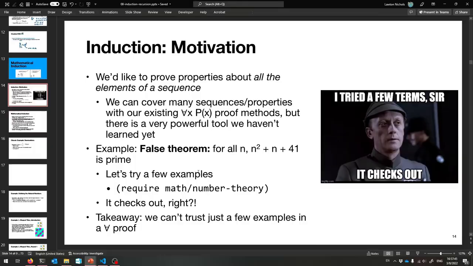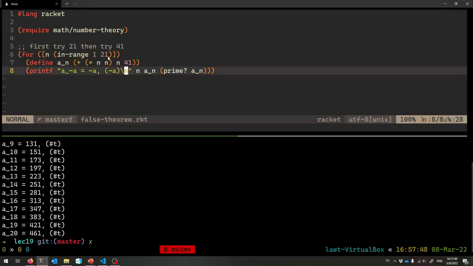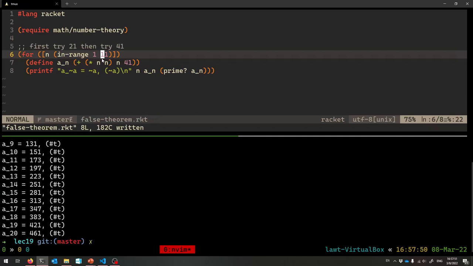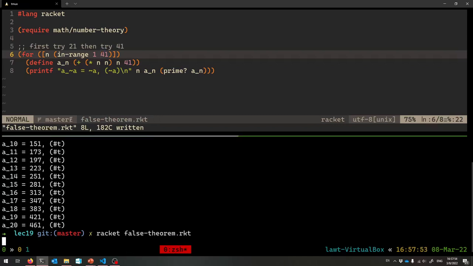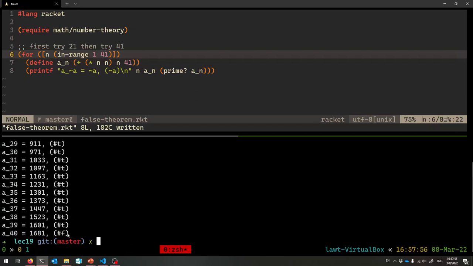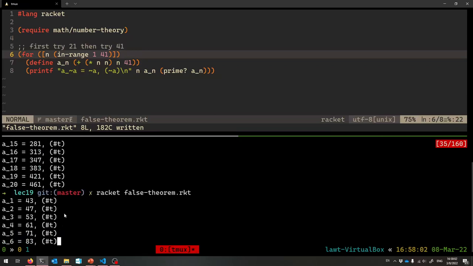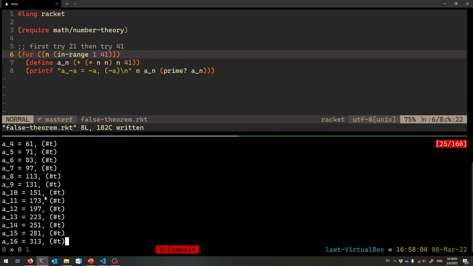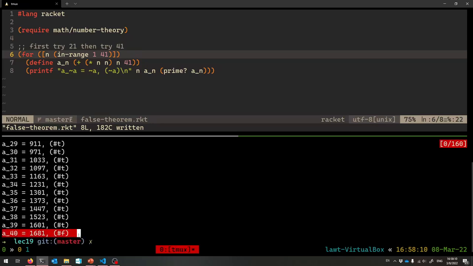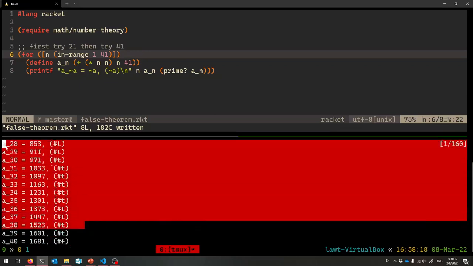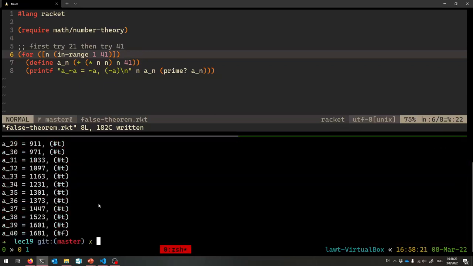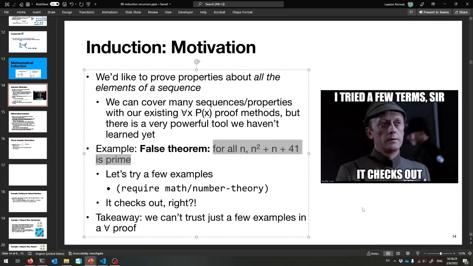No, we need a powerful way of proving that it either is or is not. We don't have it quite yet, but let me show you this. Oops, 41. This theorem is false only because of the 40th element. And then it starts being false more often, but you have to try so many terms. It might look like this is a true theorem and it enumerates over only prime numbers, but no, eventually it generates a number that is not prime. And so it is wrong to just try a bunch of examples because a lot of the time it might work and you might be led down the wrong path.